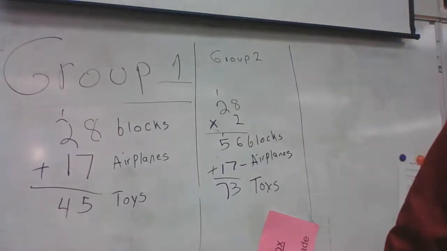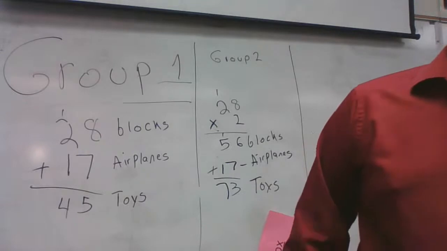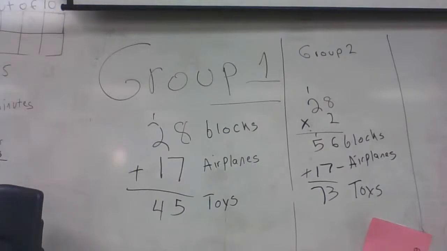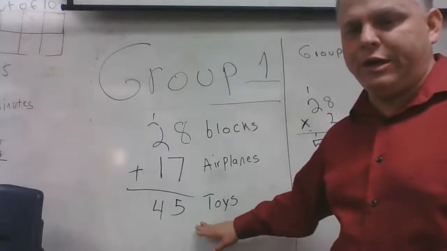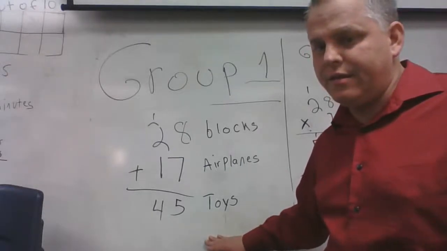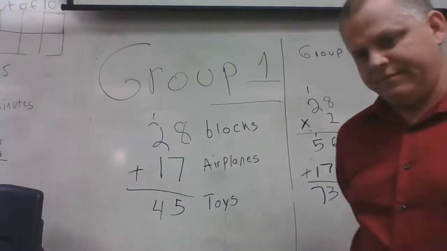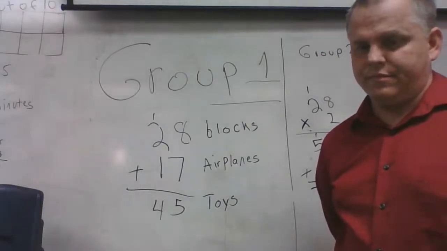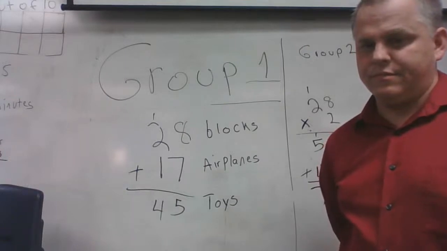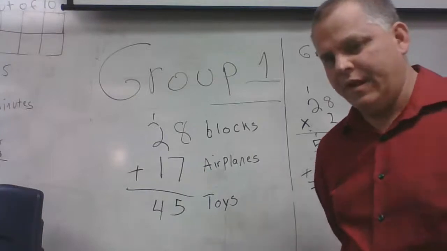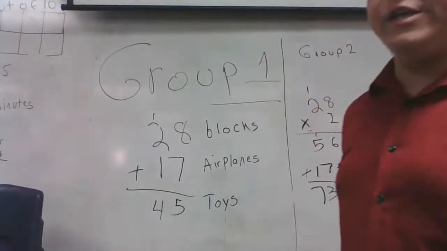Now we have to go back to group one. Let's focus on group one for a second. How many toy makers were there in group one? How many toy makers are in group one? Anybody? There's 45 toy makers? No, that's right, Adriana. There's 5 toy makers.